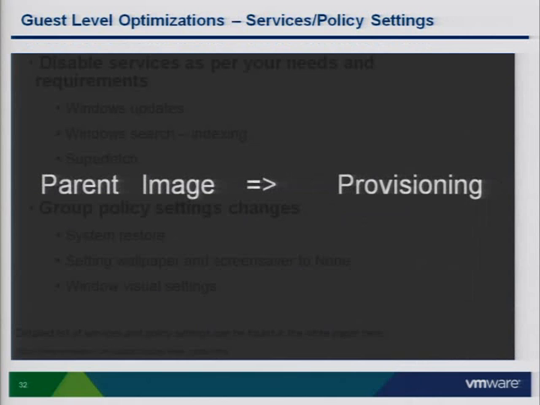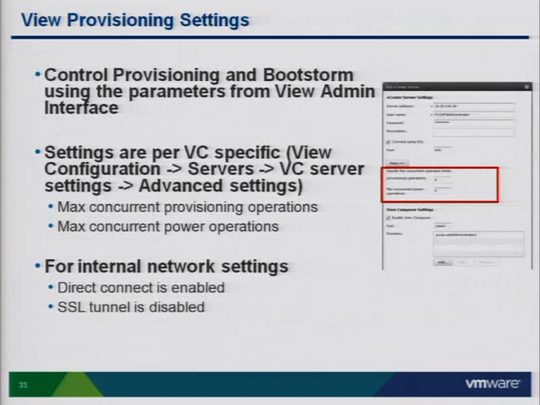OK, now we have configured the guests. Now let's move on to the provisioning part. There are some parameters available in View provisioning. Let's say you want to minimize the effect of boot storm on your underlying hardware. We provide two parameters: maximum concurrent provisioning operations and maximum concurrent power-on operations. You can set these parameters to reduce the effect of boot storm if you don't want to boot, let's say, more than 6 VMs at one point in time. So you can use that.